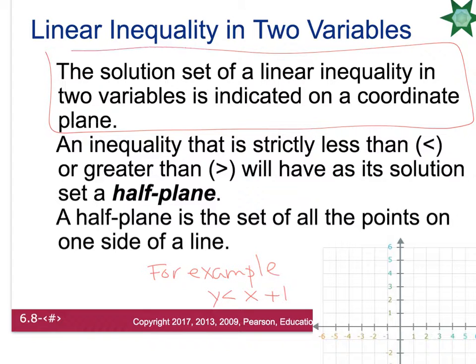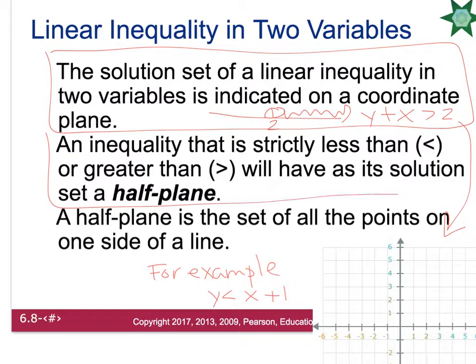Previously, when you graphed this, you would just graph it on a number line, but that's because you were only dealing with one variable, like x greater than 2. So you could just show your 2 with an open circle and shade to the right. Now that you're going to have both an x and a y, you'll have to graph it on a coordinate plane. An inequality that is strictly less than or greater than will have its solution shown as a half plane.